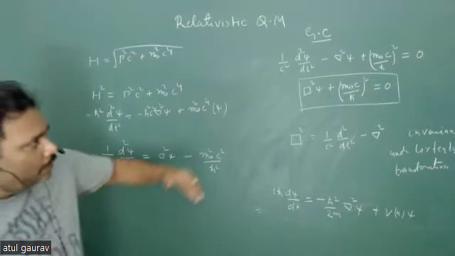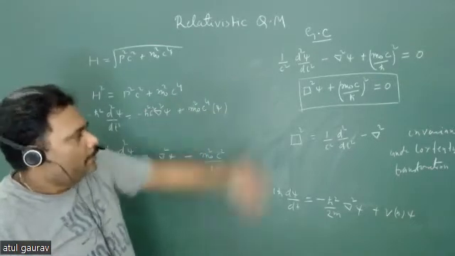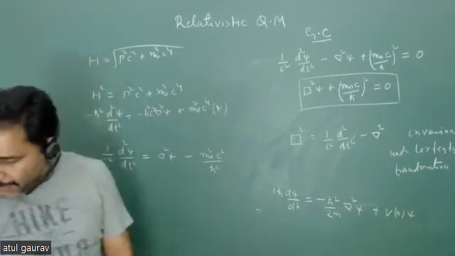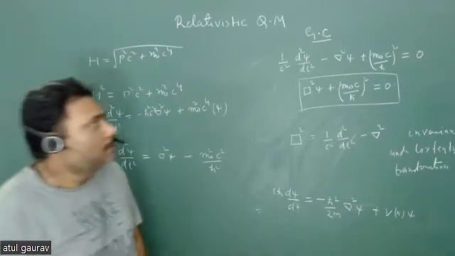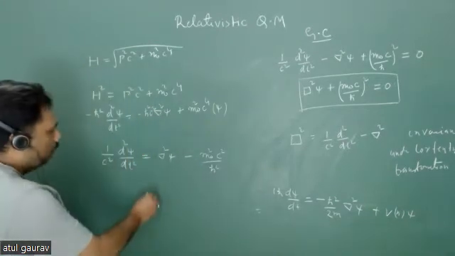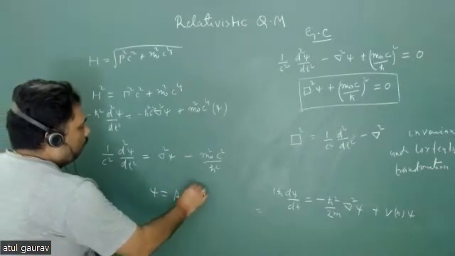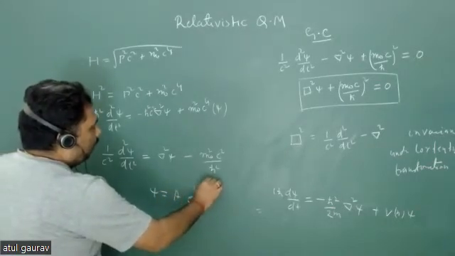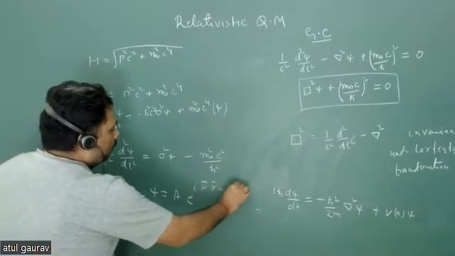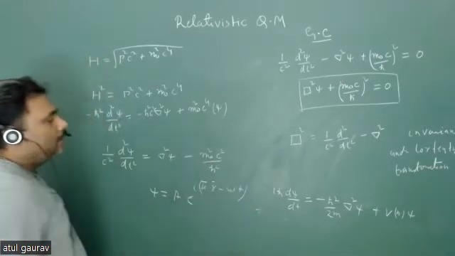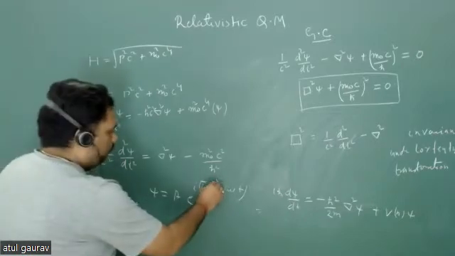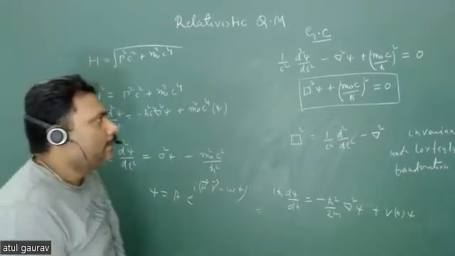And now, if you want to go for the free particle, what will be your free particle? Free particle का solution क्या होता है? What will be psi for the free particle? Obviously, you will go A e to the power i (k dot r minus omega t), isn't it? This is the solution of the free particle. ऐसा ही solution होता है ना?